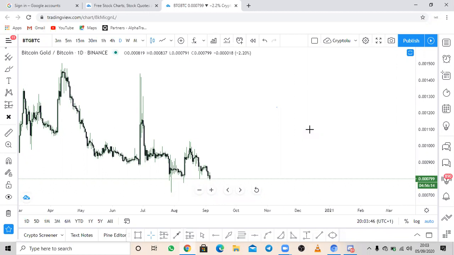Okay, so the first coin we'll be looking at today is Bitcoin Gold. So BTG, BTC. So that's our first coin that I'll be looking at today.